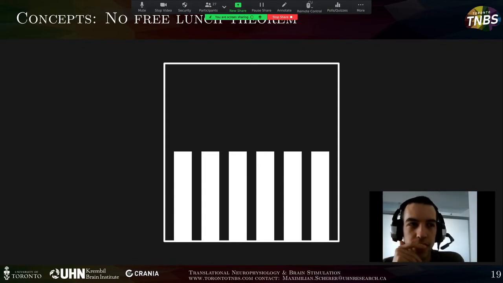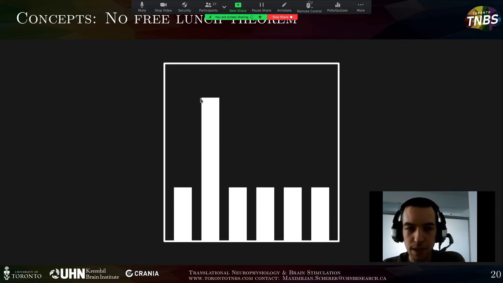The no free lunch theorem basically says, if you have a method and you have a number of problems indicated by those bars here, and you apply that method to those problems, you can get a specific profile of performance, of course. And usually, if a specific method is better for one of those problems, that's usually paired with degrading performance for other problems.